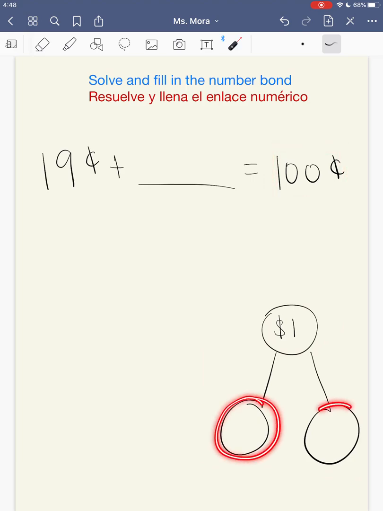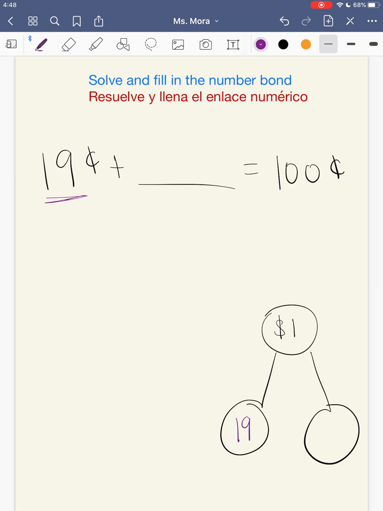Okay, and these are my two parts, so I always add my two parts and they're going to equal my total. Okay, so right now, because it says 19 cents, I'm going to put 19 cents in one of my parts, and I'm just trying to figure out this other part, okay? So anytime you have a blank here, so 19 plus blank equals 100 cents, you're going to subtract, okay? So my new number sentence is 100 cents minus 19 cents equals blank, and this is going to give me the number that goes in my blank.